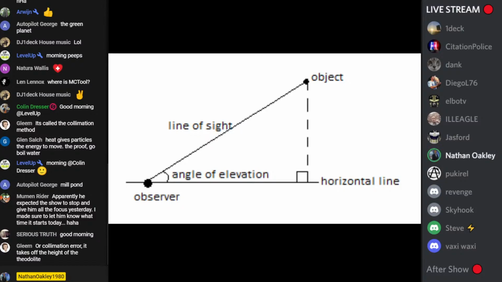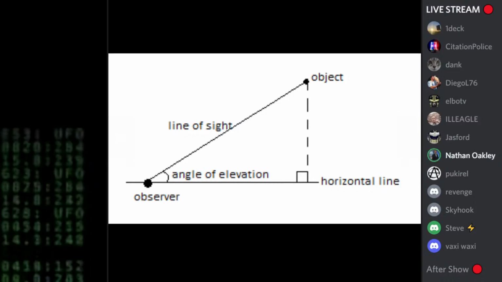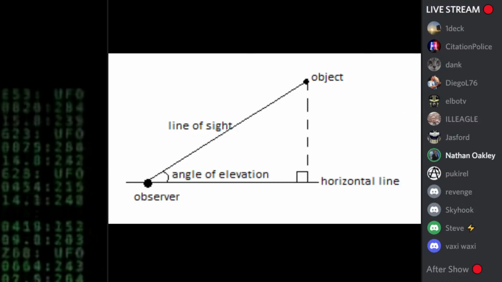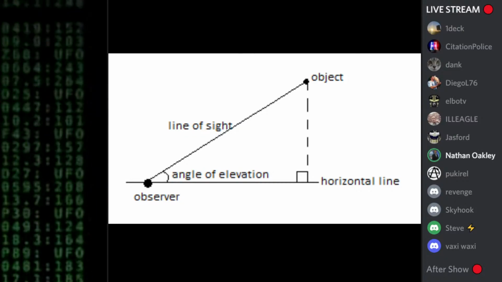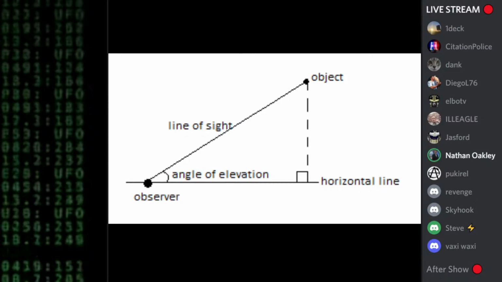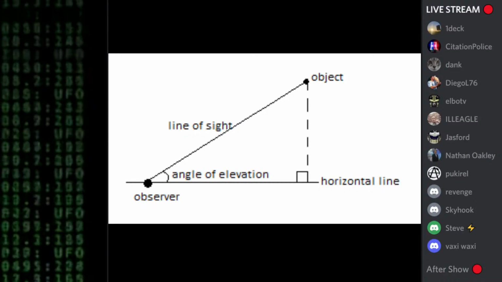Okay, so 10th's got a diagram of the angle of elevation. Go ahead, 10th. Right, so here it is, the observer. There's the object, say the sun. Straight down would be its zenith. There's the box saying it's 90 degrees. And then this is how a sextant works, through the line of sight, which in the triangle would be the hypotenuse. The object and the observer is that line. I mean, you can't get it any better than this.